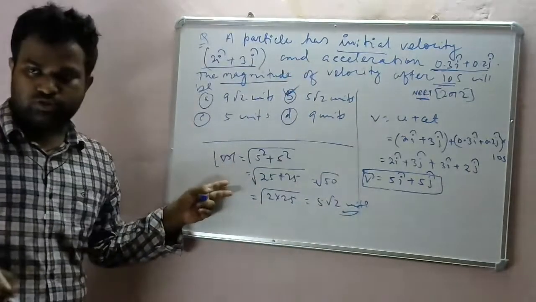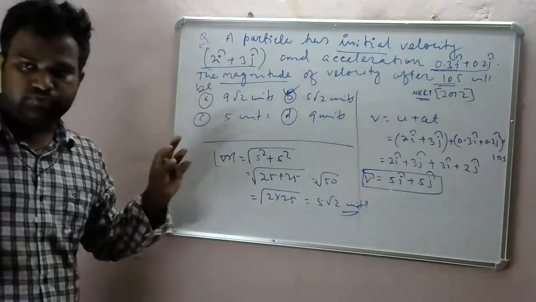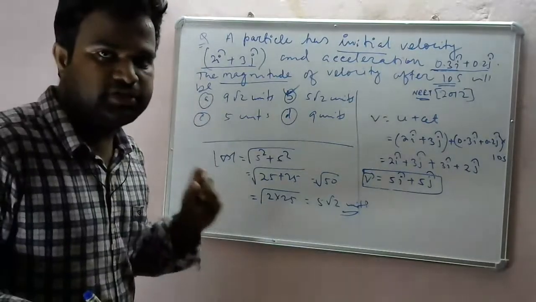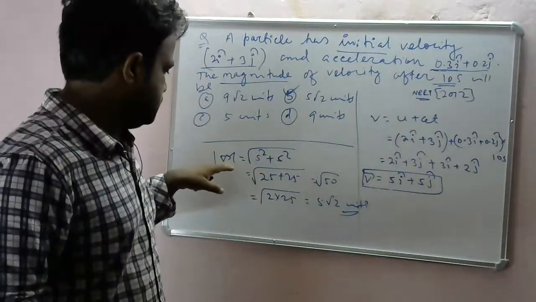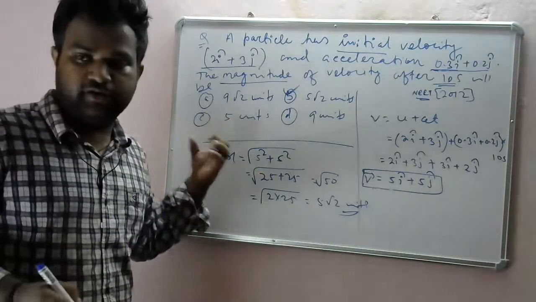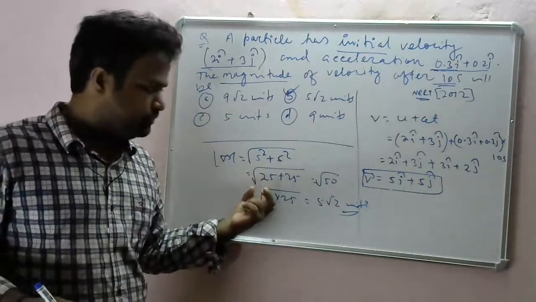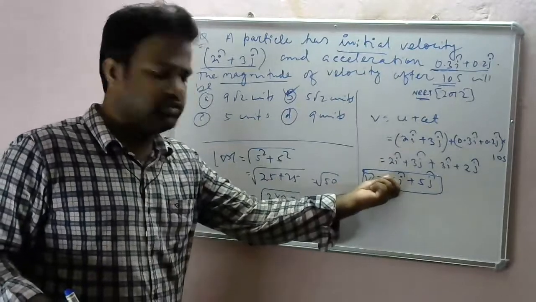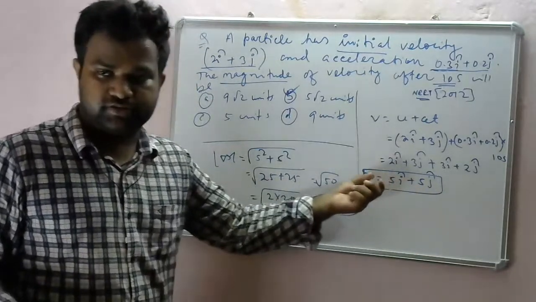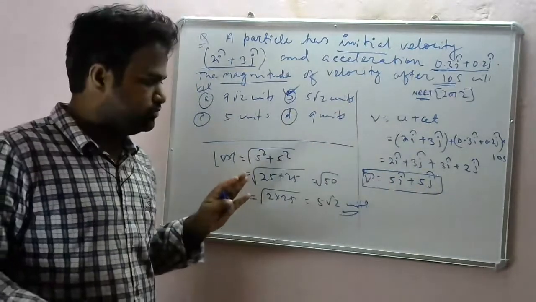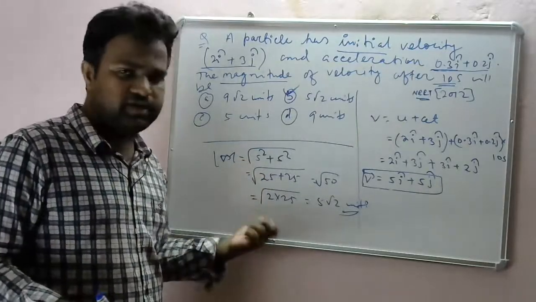I hope all of you know how to calculate the magnitude of any vector. Just add the coefficient squares and take the square root. This will give you the magnitude of the vector.